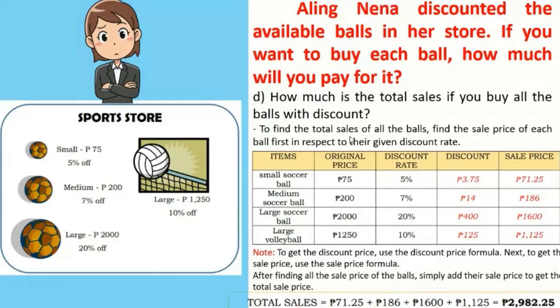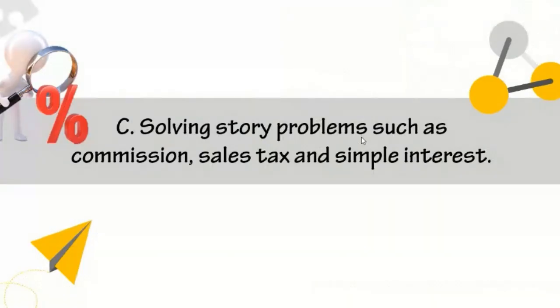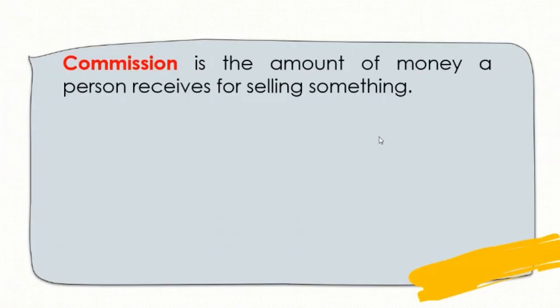Okay. Now, punta na tayo doon sa ating letter C, solving story problems such as commission, sales tax, and simple interest. First, let's discuss the meaning of commissions, sales tax, and simple interest. Commission, ibig sabihin, is the amount of money a person receives for selling something. Yung commission daw, ito yung amount ng money or yung pera na makukuha ng isang tao kapag nakapagbenta siya.